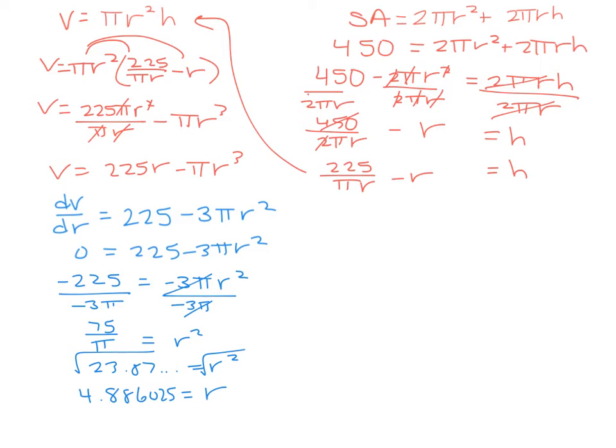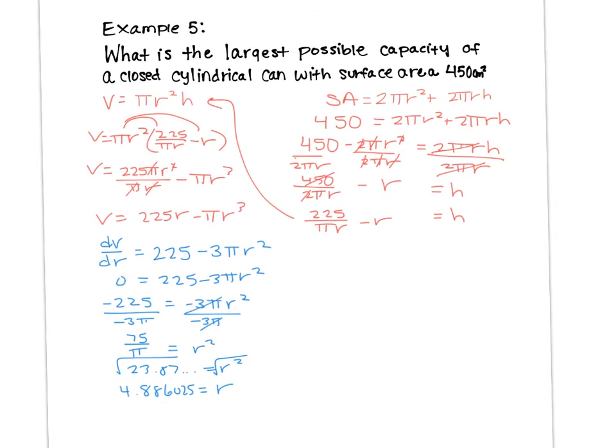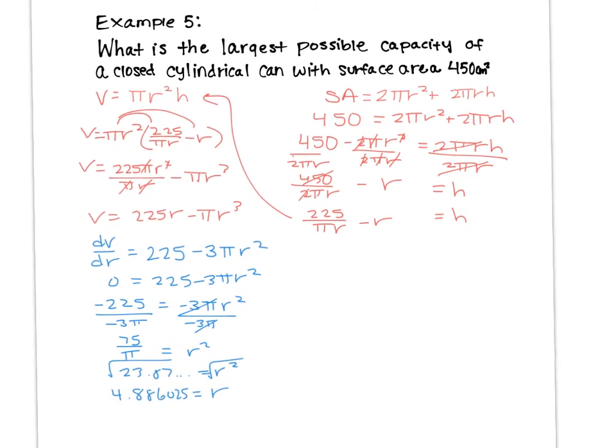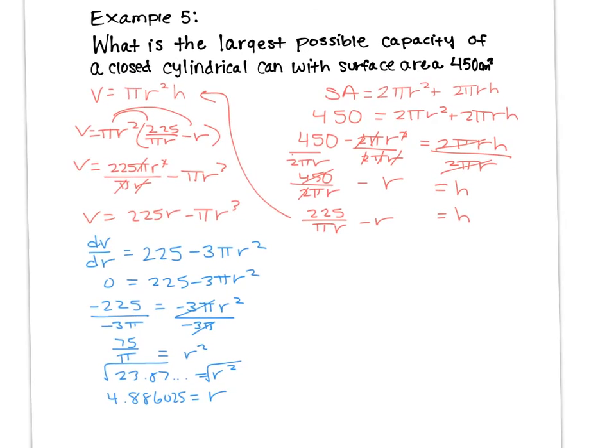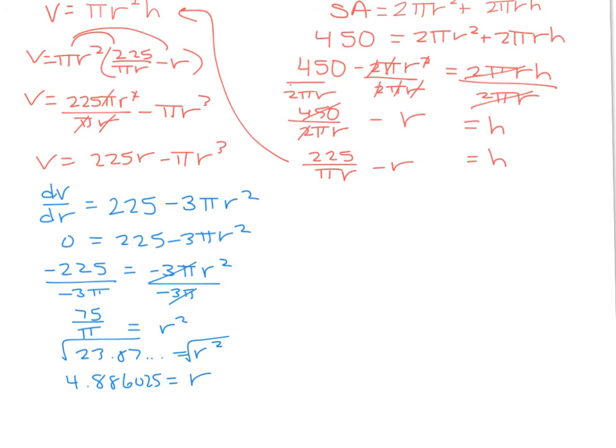Now, because we only got one stationary point, we can pretty much guess that surely that stationary point is going to be a local maximum and therefore going to be a global maximum because it's asking us for the largest possible capacity. We have no endpoints, so this has got to be it. But to do our due diligence, we should check.